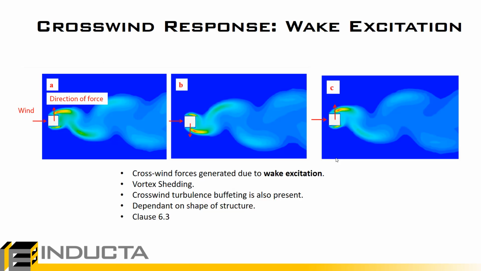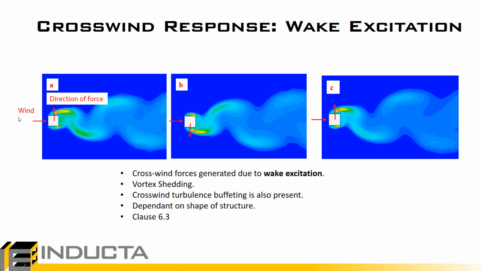So what we mean by wake excitation, we'll just have a look at these screenshots from some computational fluids software. Wake excitation is caused by vortex shedding, and this wake excitation is what is generating predominantly this crosswind force. So this is highly dependent on the shape of the structure. So here we see our square-shaped structure. It will be different for a rectangular shape. And this is what is considered in clause 6.3.